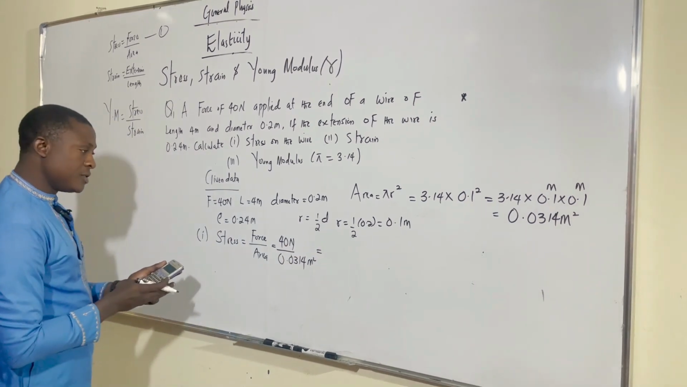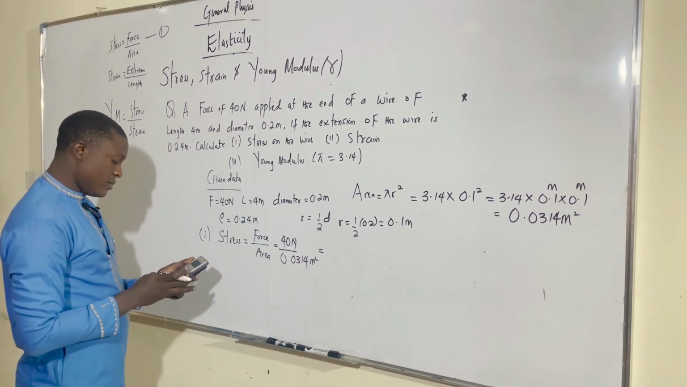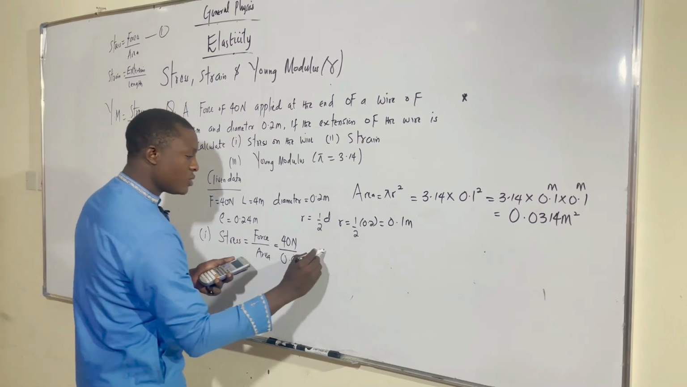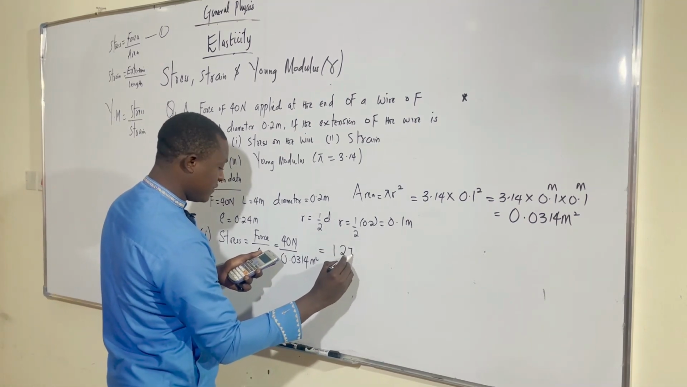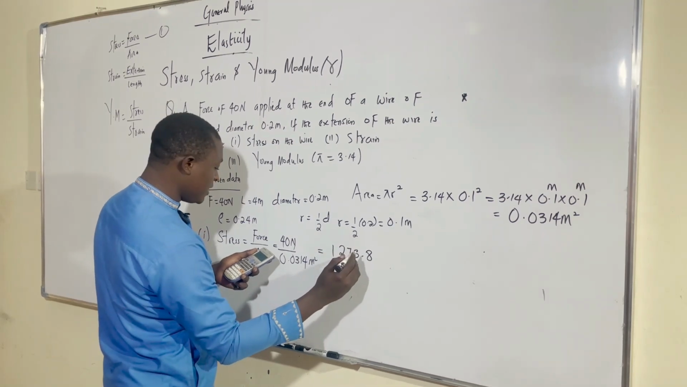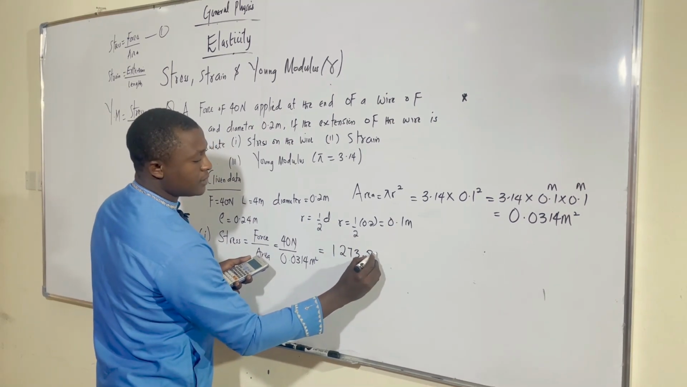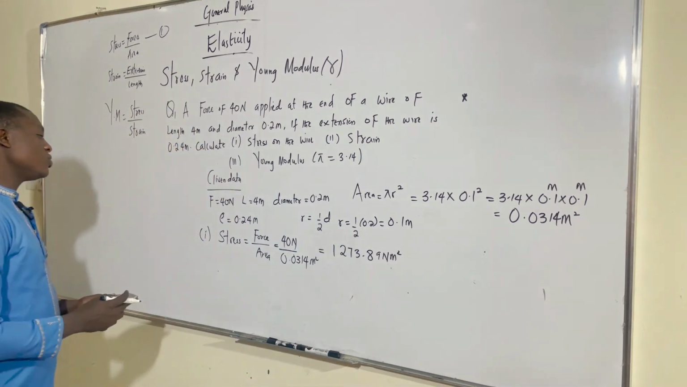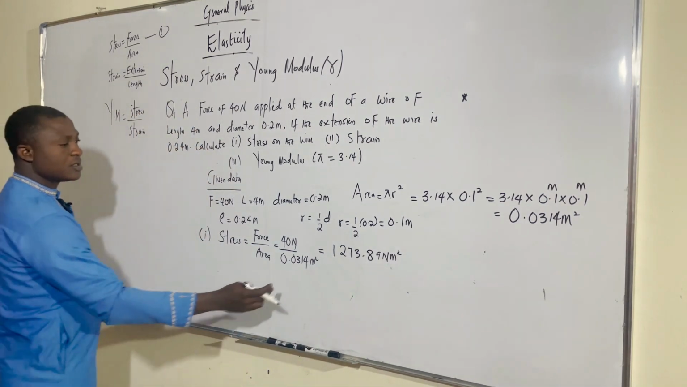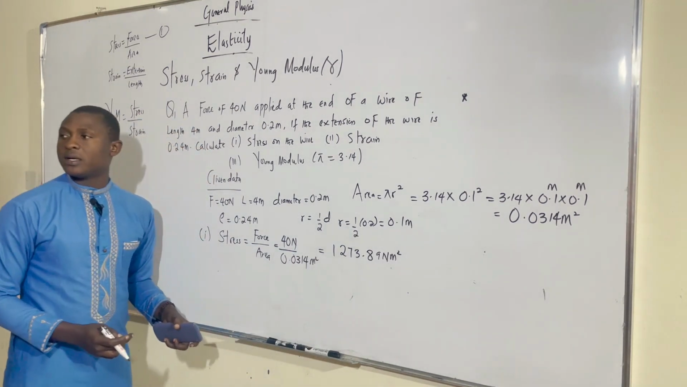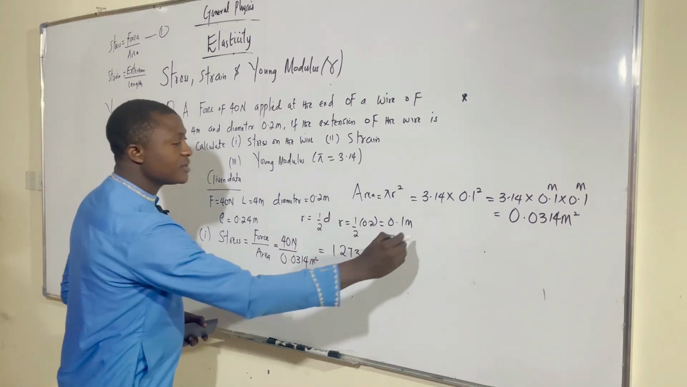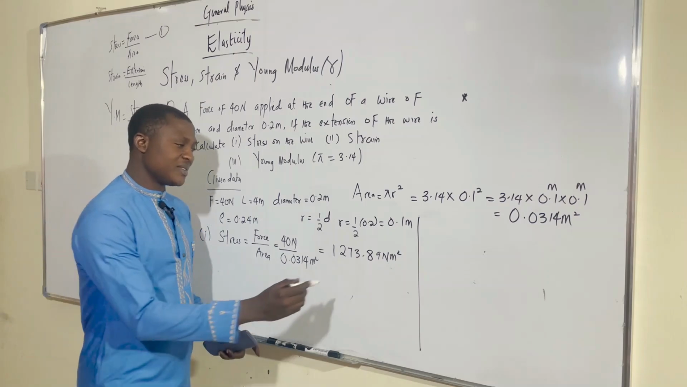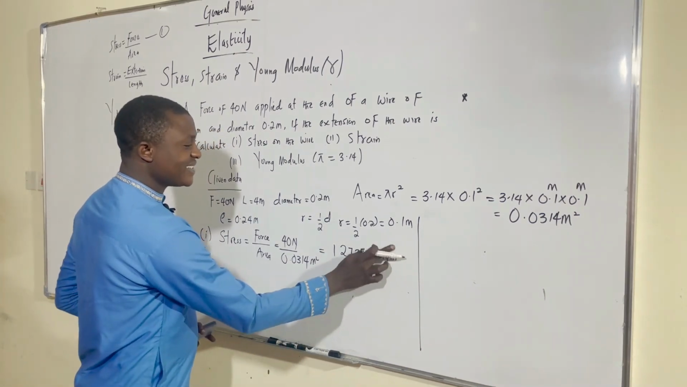So that means here we have 40 divided by 0.0314. If you do that, we are going to have 1273.89 Newton per meter squared. So we have our stress to be 1273.89 Newton per meter squared.